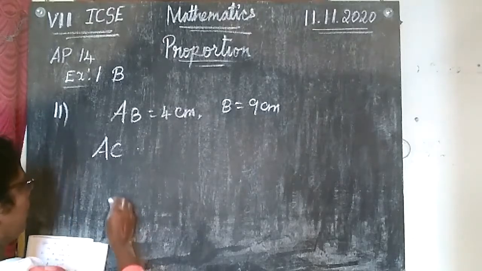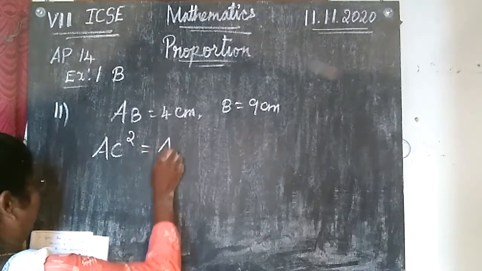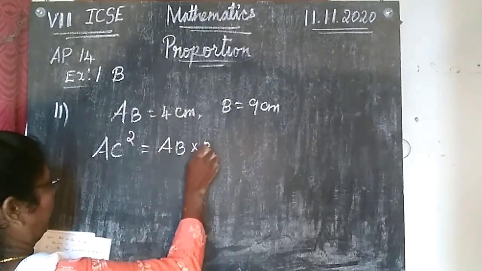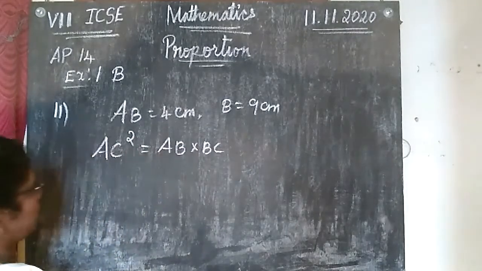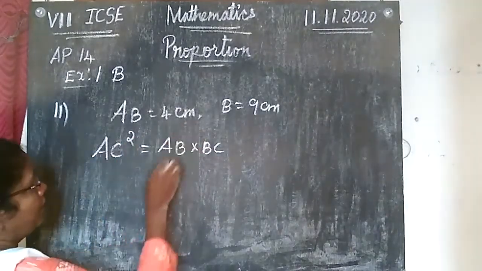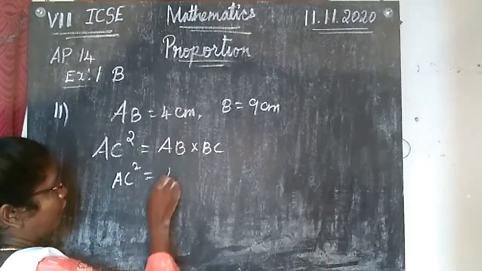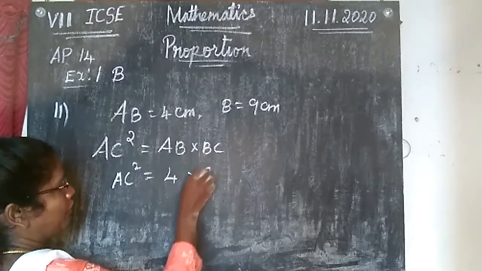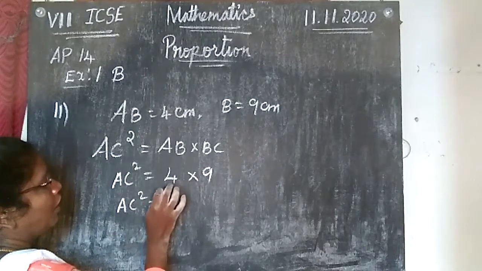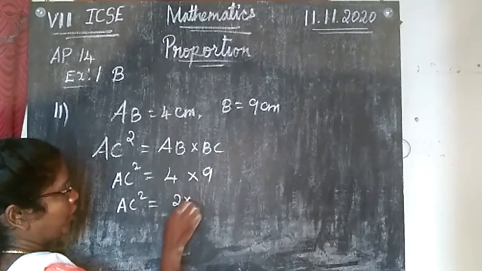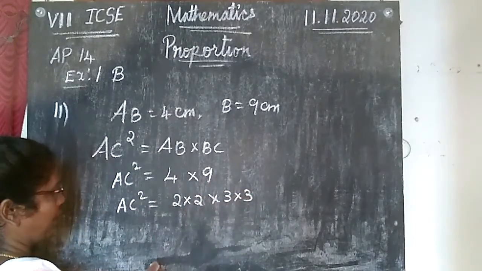How can we write this mean proportional? AC square is equal to AB into BC. What is AB? 4. What is BC? 9. So AC square is equal to 4, which I can write as 2 into 2, and 9, which I can write as 3 into 3, as a prime factorization.